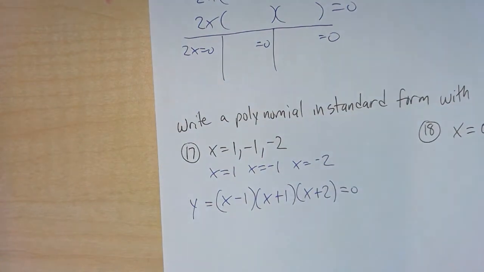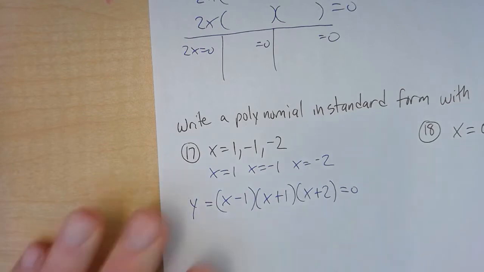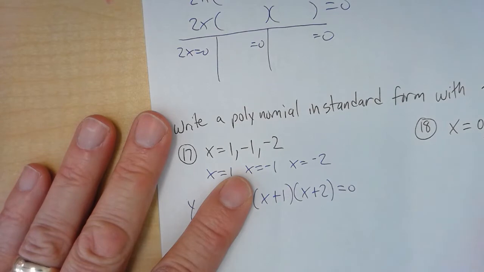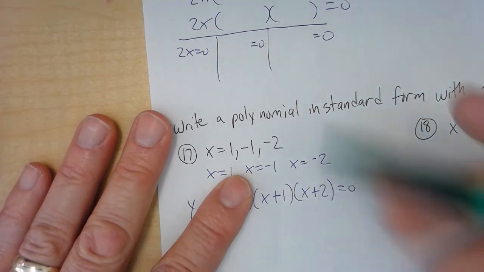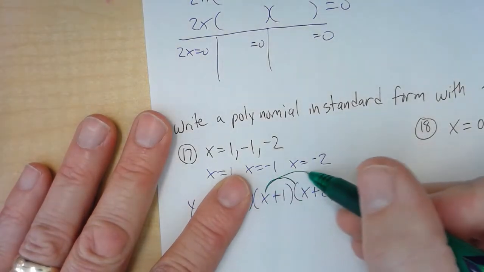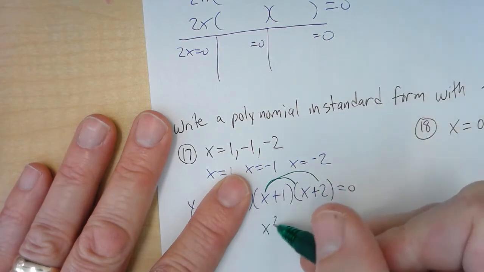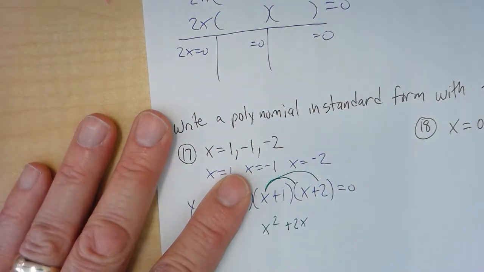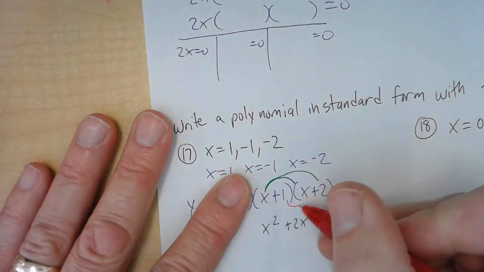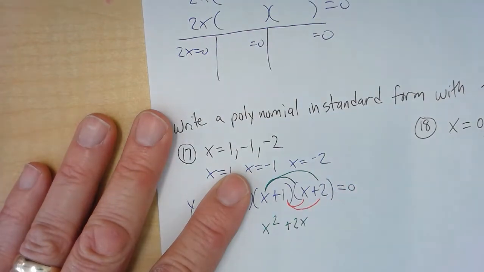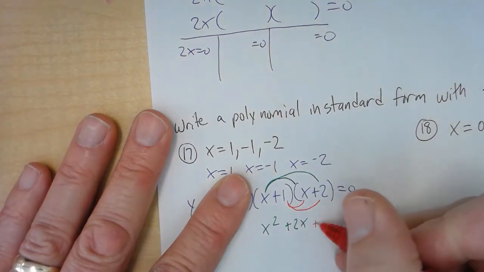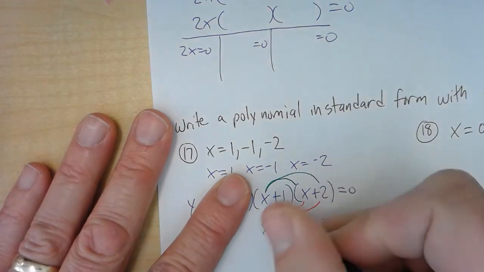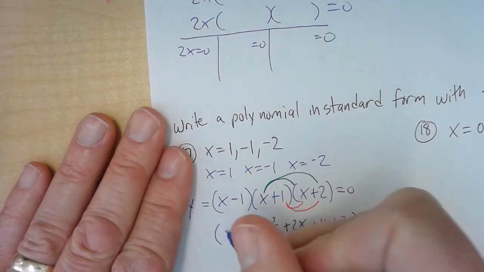But now I want to multiply it back together. So what I'm going to do is ignore this right here, and I'm going to FOIL this out. First, outside, inside, last. So green first, this times this is x squared, then 2x. Red next, this times this is 1x plus 2. All right, so that needs to be multiplied by this x minus 1.